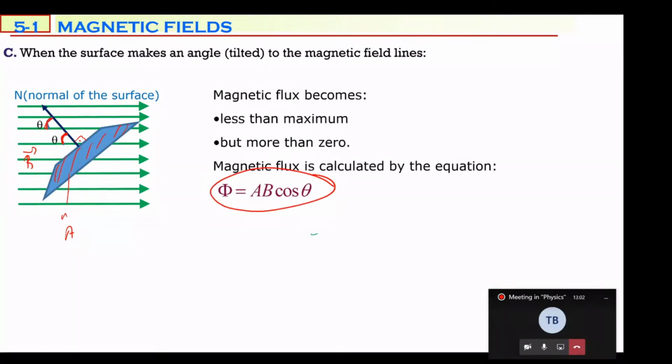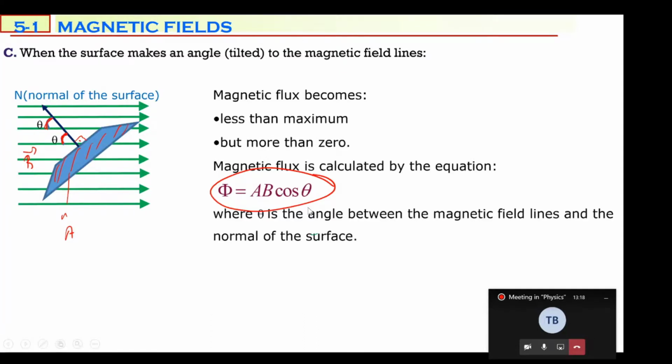In our cases, in most of the problems the surface will be perpendicular. We are just going to use A times B, because when theta is 0, cosine gets 1. So magnetic flux is calculated by A times B.